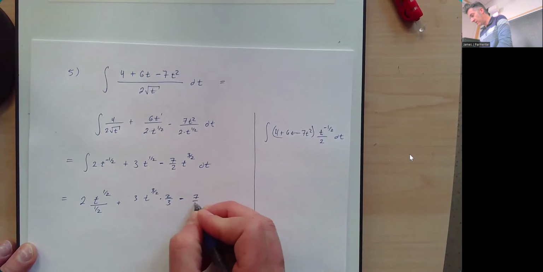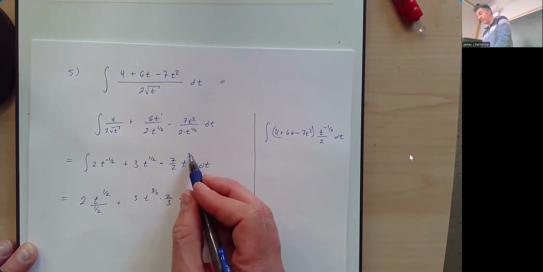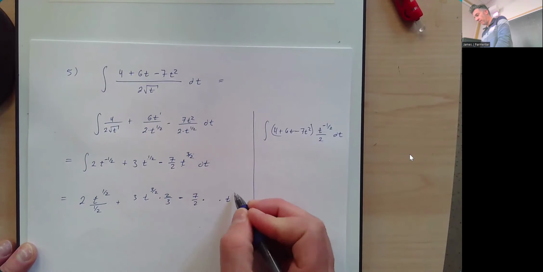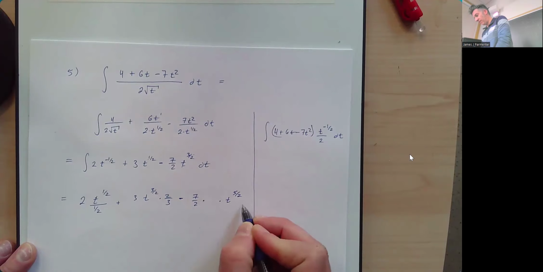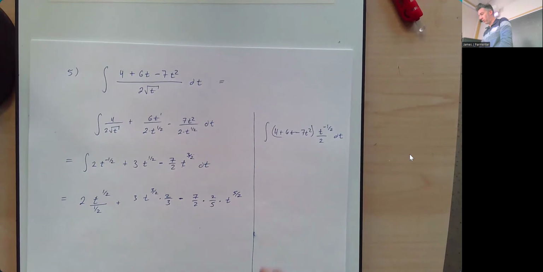Minus 7/2 times, I usually like to leave the space out in front actually. t to the 3/2 plus 1 is t to the 5/2. Instead of dividing by 5/2, we're multiplying by the reciprocal, 2/5. And of course, as always, the plus c. As always, for an indefinite integral or for an antiderivative. When we start talking about definite integrals, we will not have a plus c.